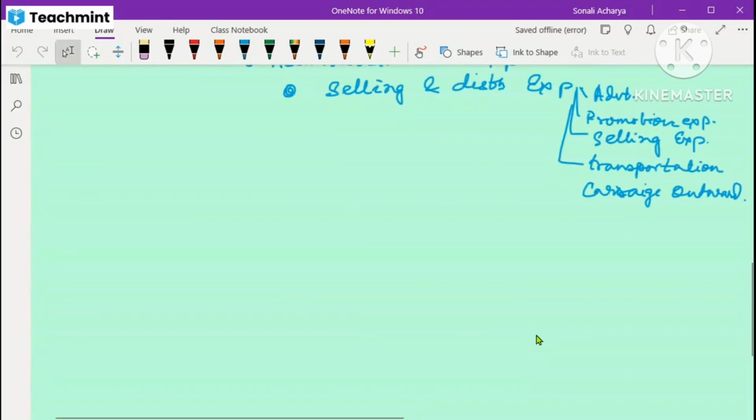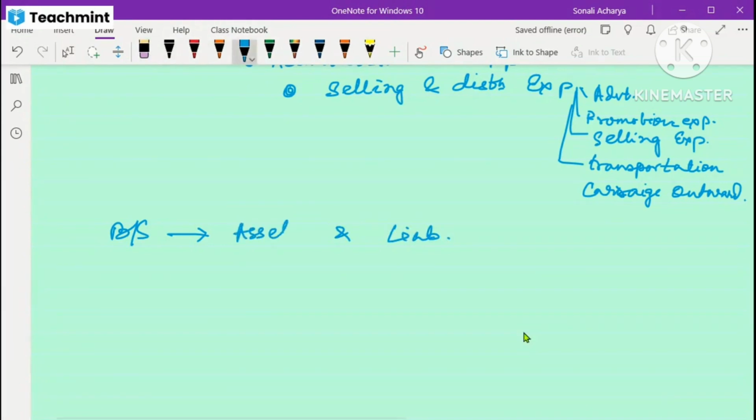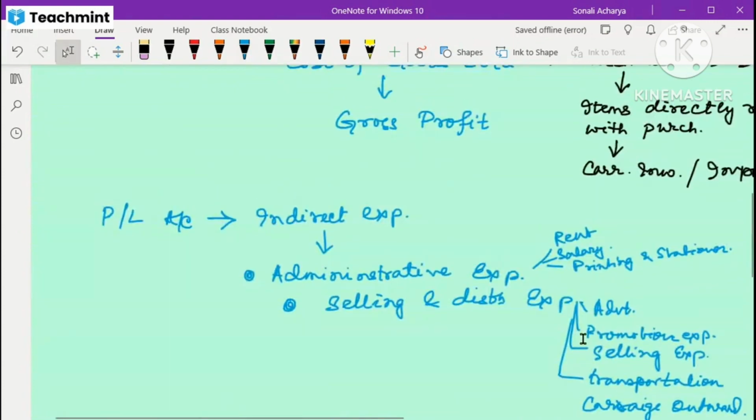And balance sheet, what did I say? Balance sheet shows all the assets and liabilities items. Assets and liabilities are shown in the balance sheet. Okay, so first we have to classify the items and then we will post it in the according account. Okay. Now let us take a small example and classify it.